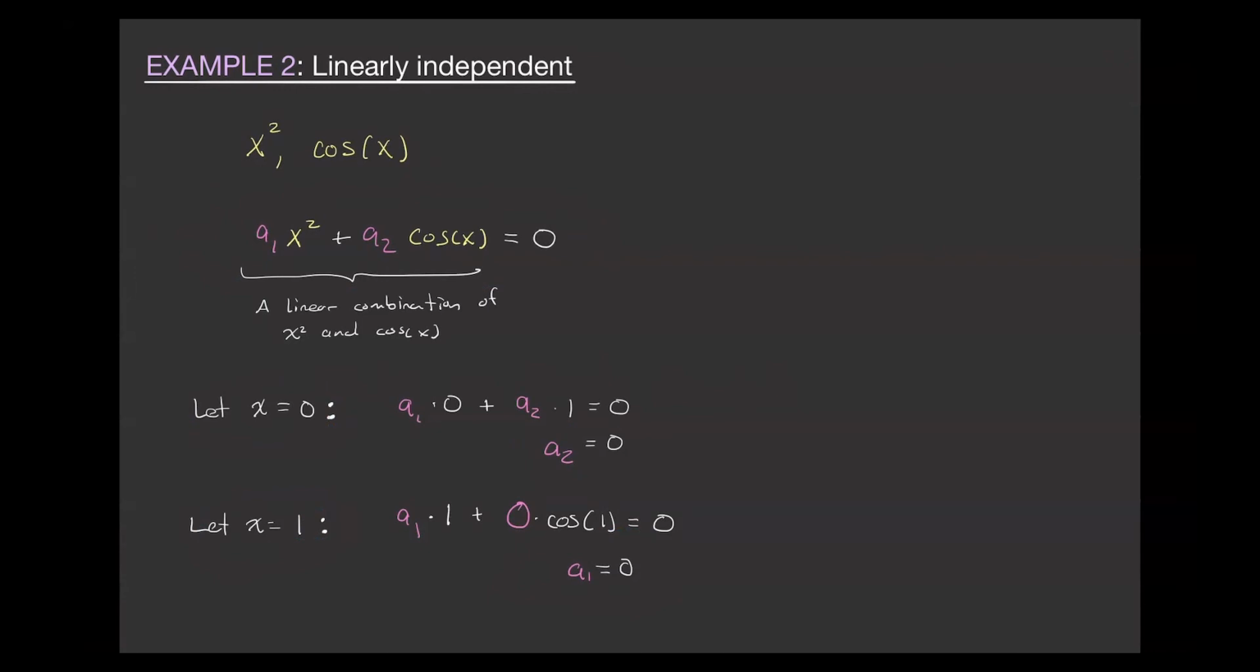Now we have shown that x squared and cosine of x, this pair, is linearly independent. All right, that's good. We've got that.